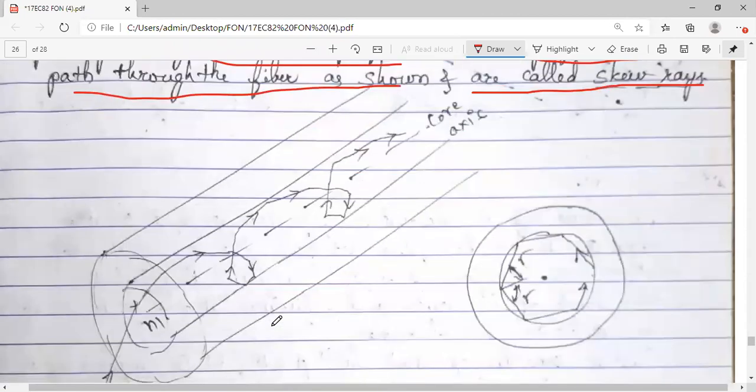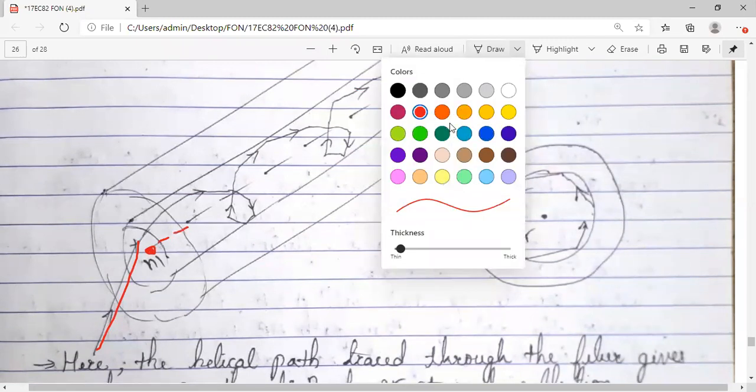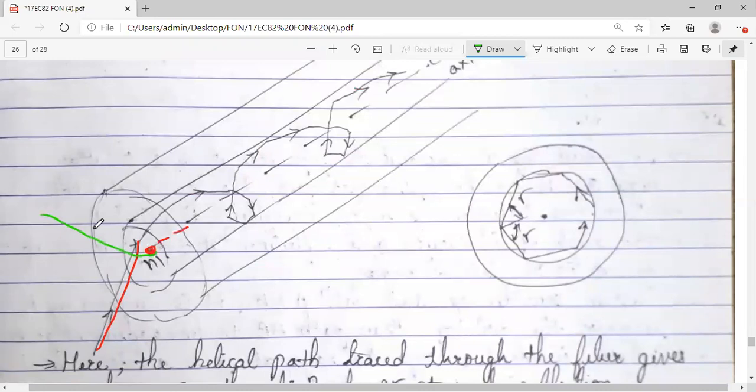You can visualize it more clearly here. This is your incident ray, and observe, this is the center point, the center of the core, and this is the axis. If it was a meridional ray, we could have used a ray something like this, which will directly touch the center axis and refraction is taking place. It is not like that.